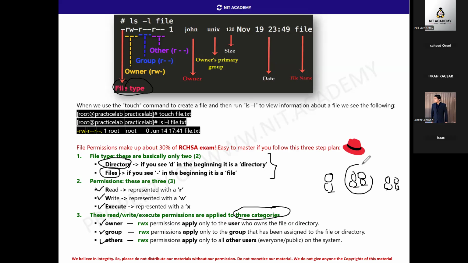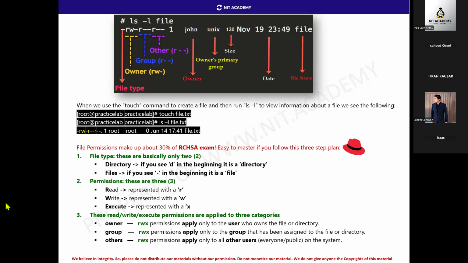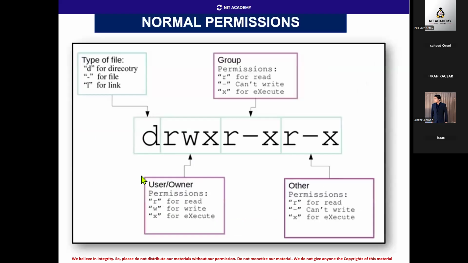So the group is G. The owner is O, or U, user. And others is O. So it's UGO. That's it: the user, the group, the others. All the game is going to be played within these 3. Clear this drawing, clear that, and let's go down. Let's see, I'm going to just end at this slide.